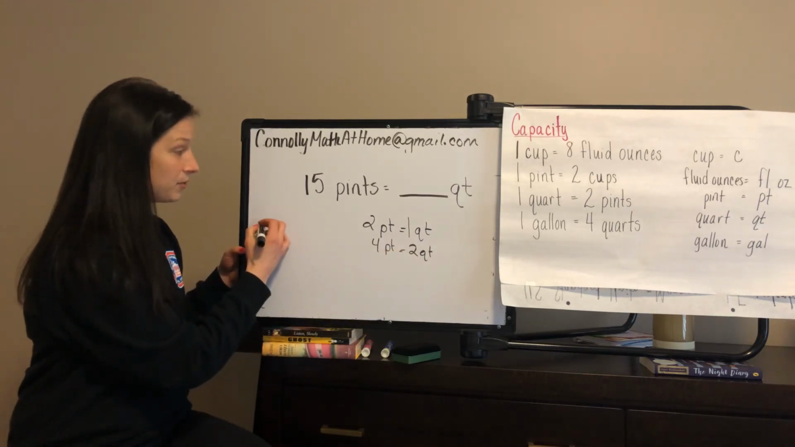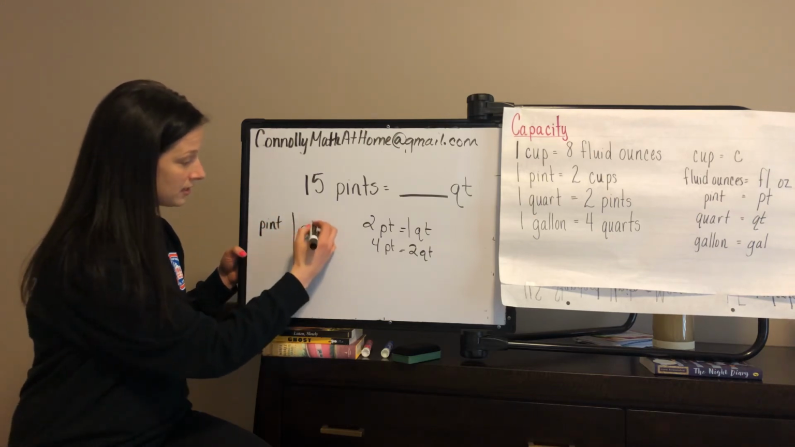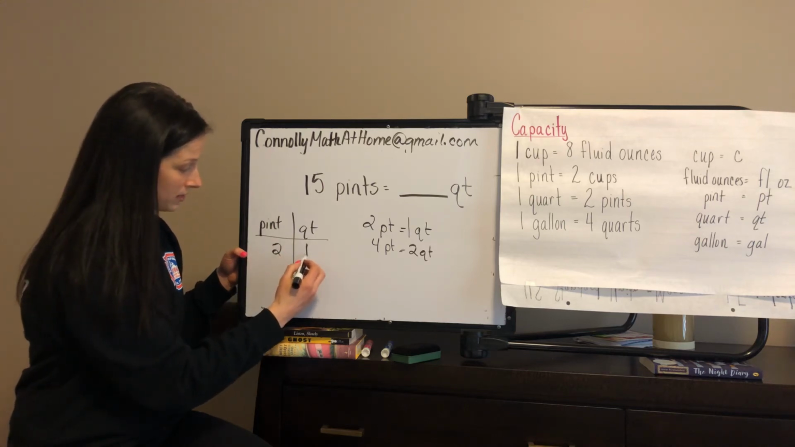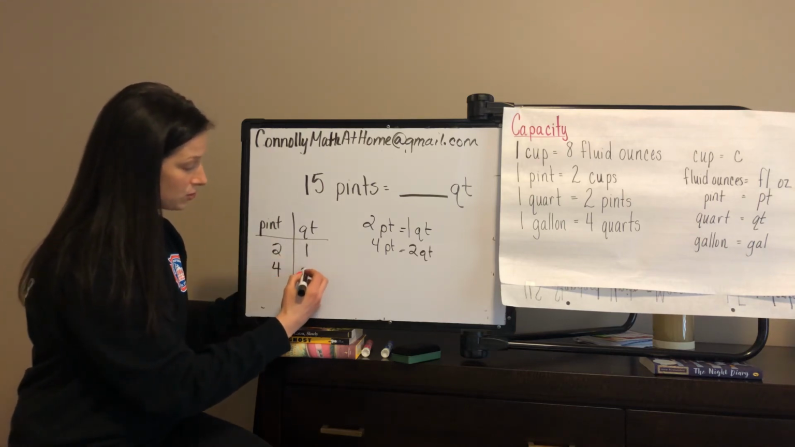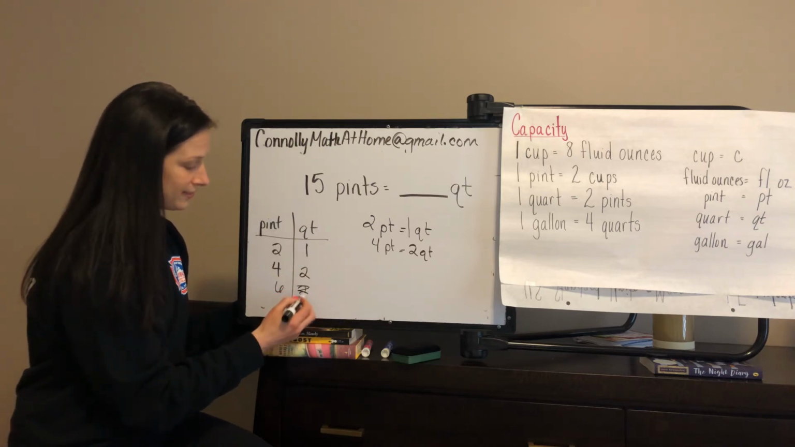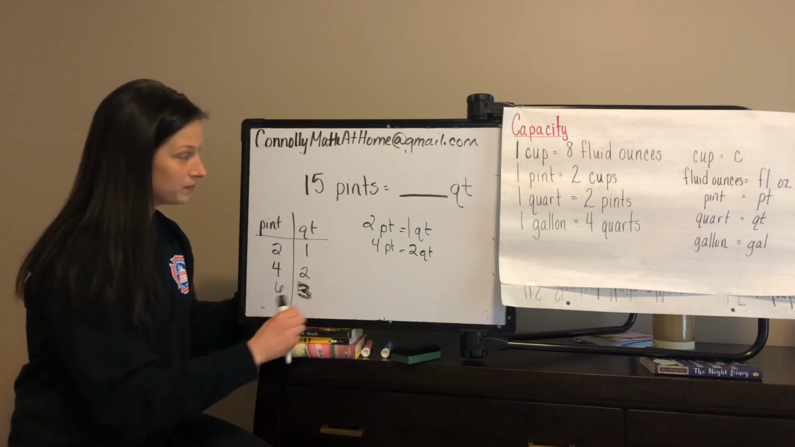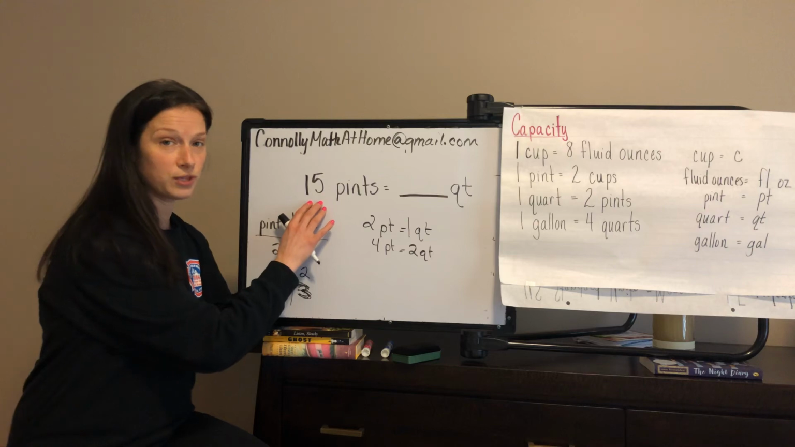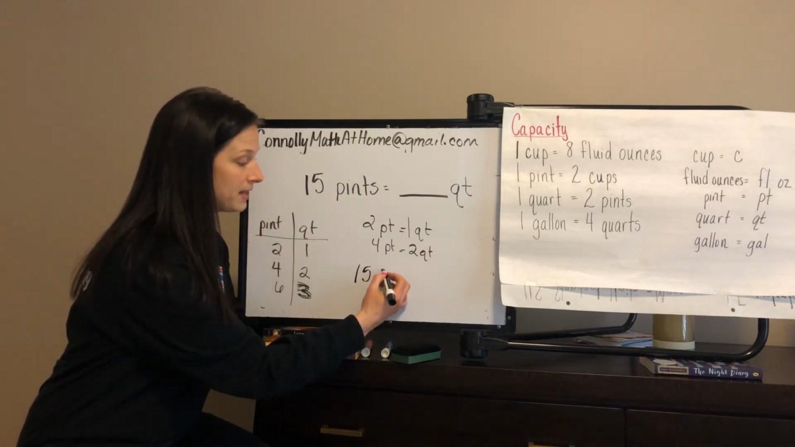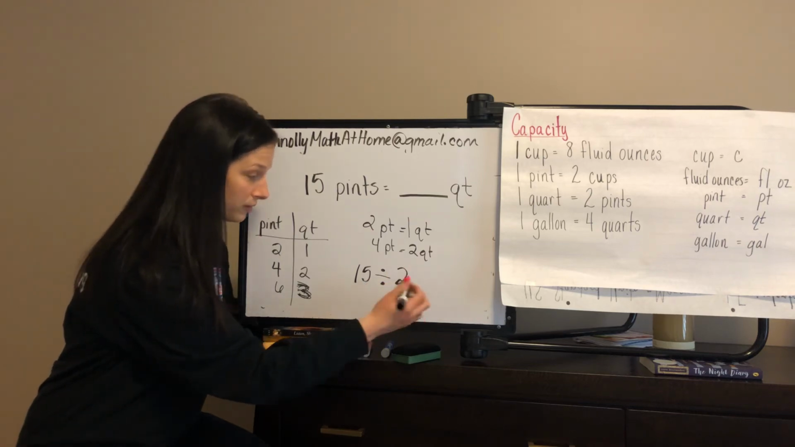If I was going to do an input-output table, pints to quarts, I would see it there. 2 divided by 2 is 1. 4 divided by 2 is 2. 6 divided by 2 is 3. Okay, hard to talk and do this at the same time. So, anyways, I know the rule is 15, however many pints I have, I'm dividing by 2 because there's 2 pints in every quart.